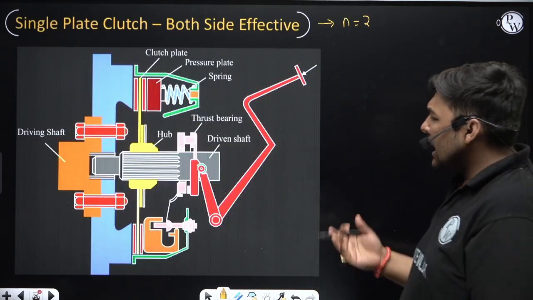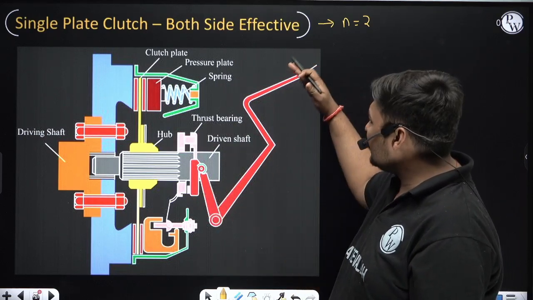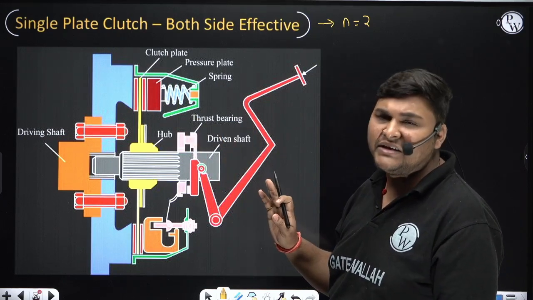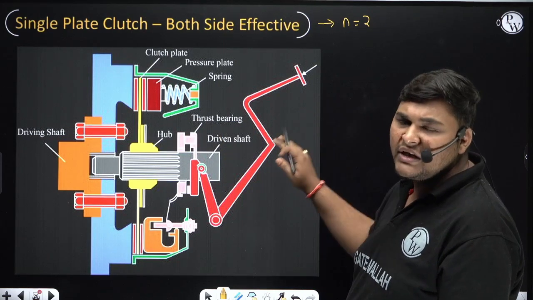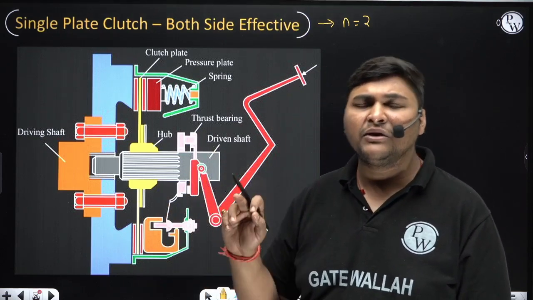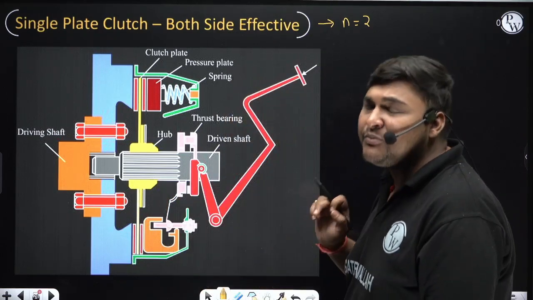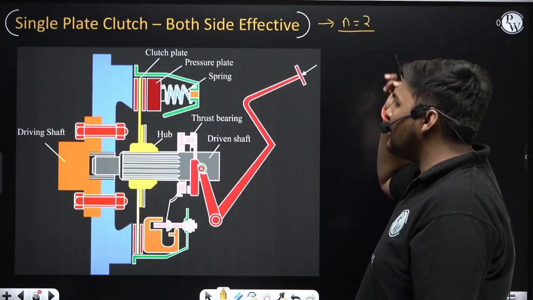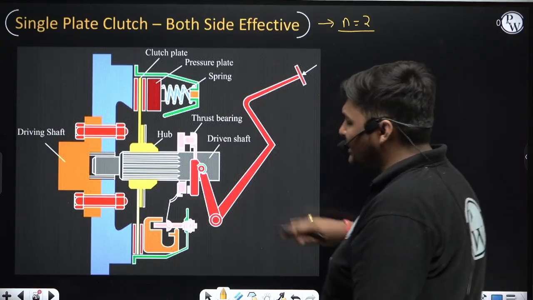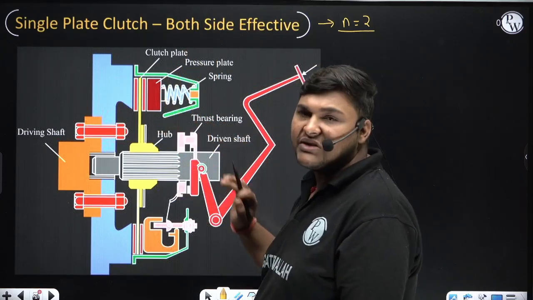Now again, this is a simple single plate clutch. If you press the clutch pedal, the input and output sides will get disengaged. Under the normal position, the input and output sides are engaged, and when engaged, torque is transmitted from the input to the output side. But at the engaged position, the important point is that the number of pairs of contacting surfaces is 2. This is the symmetric diagram of this case, and I will explain this diagram.